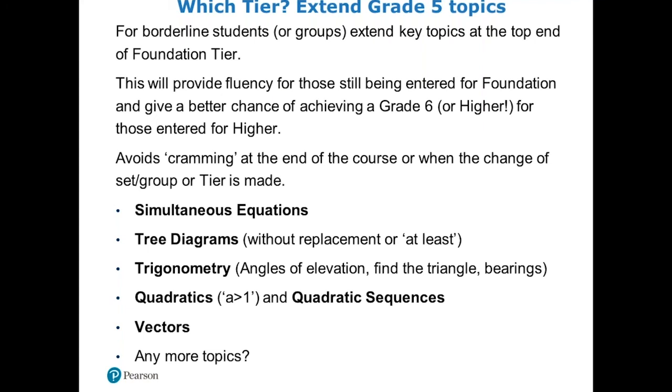A difference of 2 squares even as an extension. Quadratic sequences, a very formulaic way of finding the nth term. That might be voted for later on if you choose the new topics for teaching and learning of that.